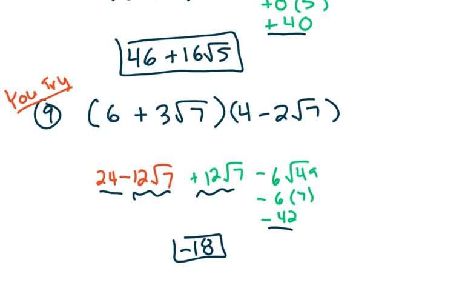All right, check your answers. For this one, our radicals happen to cancel out. A negative 12 square roots of 7 and a positive 12 square roots of 7 is 0. So we just had the 24 minus 42.